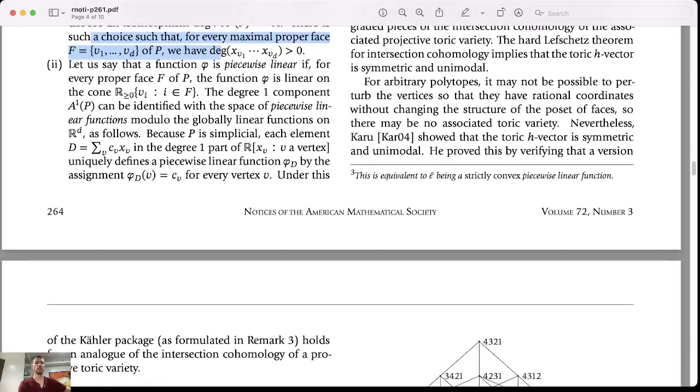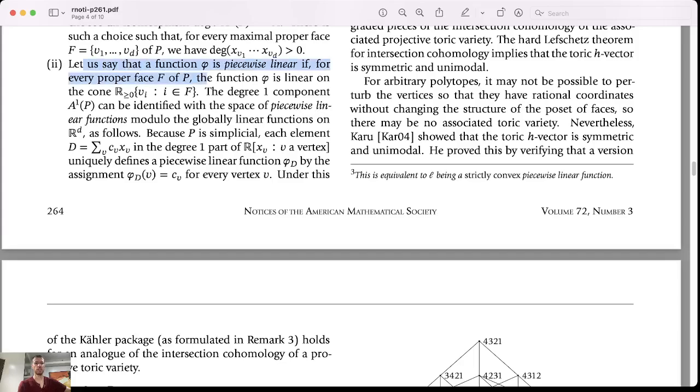The other observation is, let us say that a function φ is piecewise linear if for every proper face F of P, the function φ is linear on the cone ℝ_{≥0}-span of the v_i such that i is in F. The degree 1 component A^1(P) can be identified with the space of piecewise linear functions modulo the globally linear functions on ℝ^d as follows.